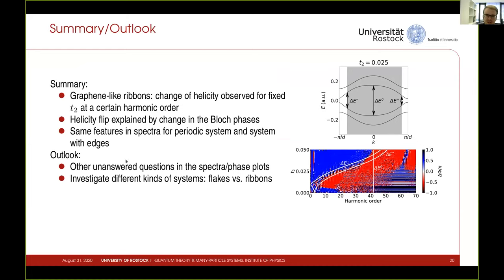Yeah, just let me summarize. We've seen that in these graphene-like ribbons, there is a helicity flip observed if we fix T2 at some certain harmonic order. We could explain this by the change of the Bloch phase differences, or as you wish, at the point where the bands are inverted. The same features are observed in spectra for periodic systems and the system with edges. And as an outlook, there are some unanswered questions, for example, why we also see this effect that Silva et al. did, but at a point where no phase or topological phase transition occurs. Yeah, and some other features that will be investigated in the future.